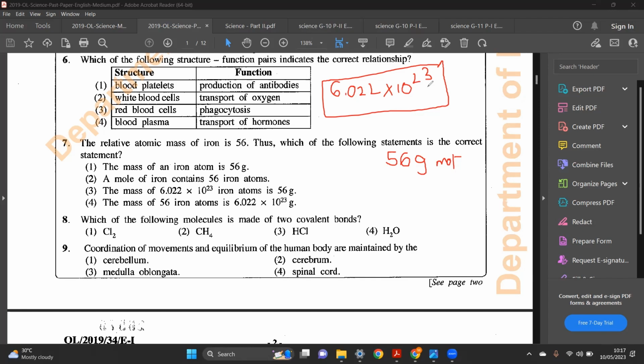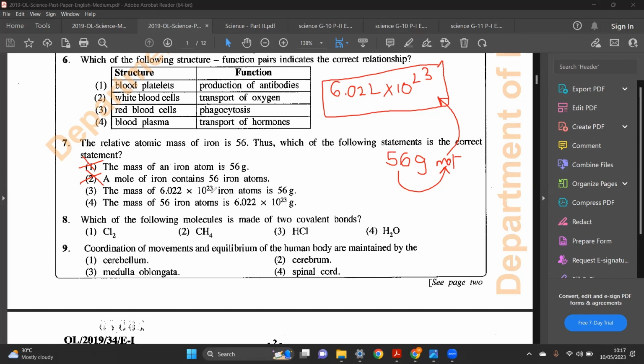It doesn't matter whether we are talking about iron or sodium or carbon or whatever element. For 1 mole, it's always 6.022 into 10 to the power 23. So definitely the first option is wrong, because 56 grams is for 1 mole, not for 1 atom. Inside 1 mole, you have this many atoms. So the first one is not an option. Second one, a mole of iron contains 56 atoms. Again, no, because we know a mole always contains the Avogadro number. The third one, the mass of 6.022 into 10 to the power 23 iron atoms is 56 grams.